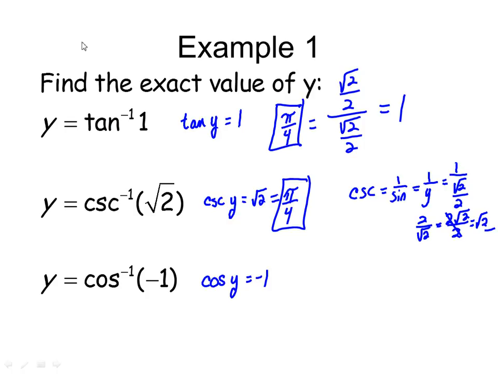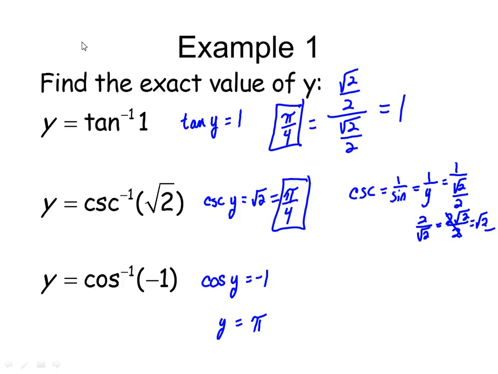Find an x-coordinate that is -1. Do you see it? What is it? It's pi. So y has to be equal to pi. Now, go to your chart on page 253 and look at cosine inverse. And in particular, look at the range. You see the brackets around 0 and pi?